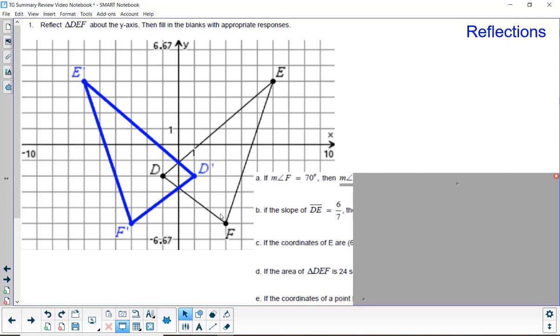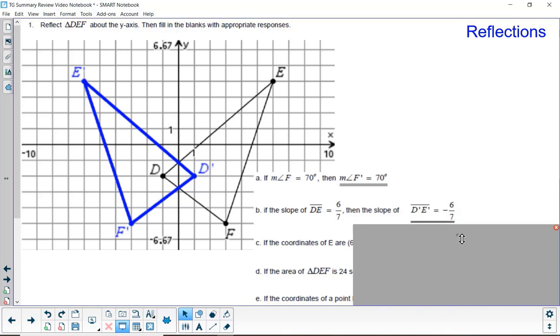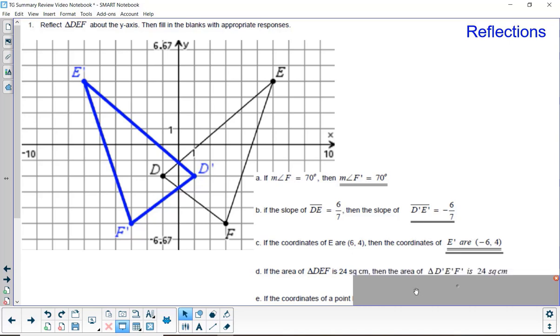If the measure of angle F is 70 degrees, the measure of F prime would also be 70 degrees. The triangles are congruent. If the slope of segment DE is positive 6/7, D prime E prime would have a slope of its opposite, negative 6/7. If the coordinates of E are 6, 4, what are the coordinates of E prime? Well, it's the same height, but in the opposite direction. So negative 6, 4. The area is 24 square centimeters. They both have the same area.